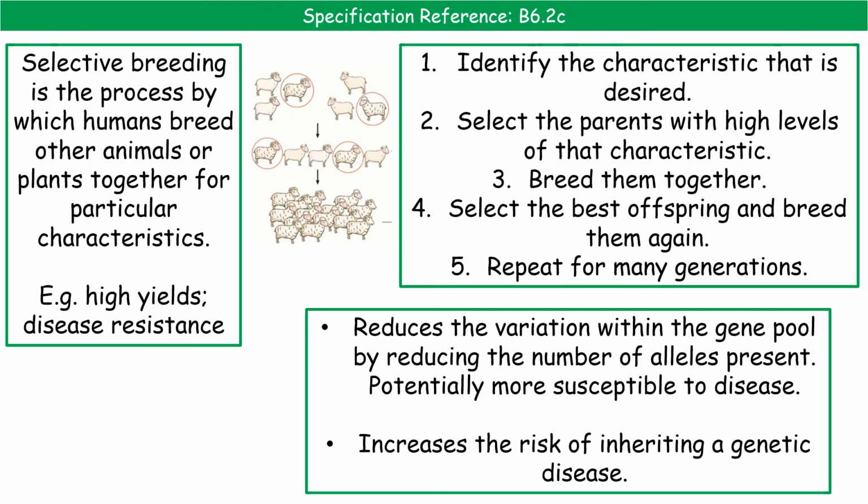5 key steps to remember: identify the characteristic that you want, select the parents with high levels of that characteristic, breed them, select the best offspring and breed them again, repeat many generations.